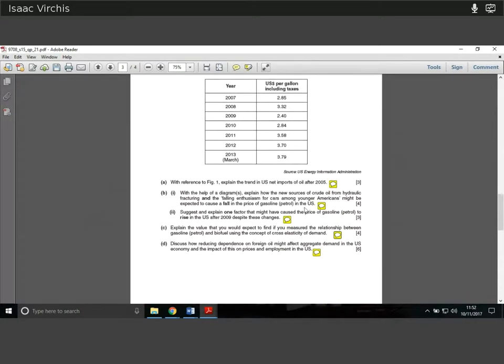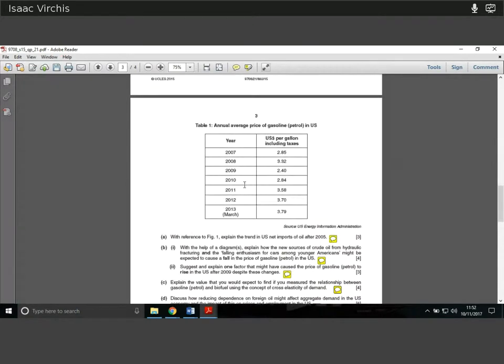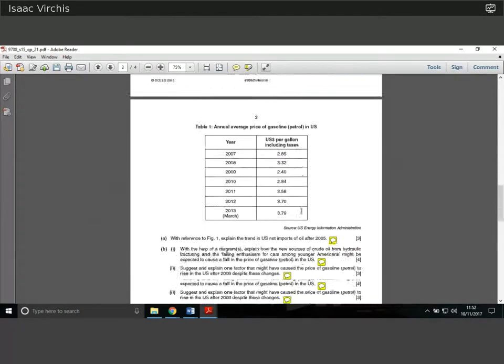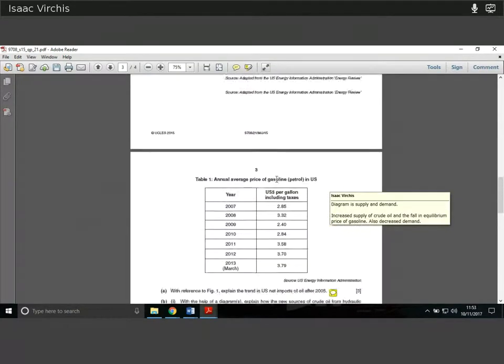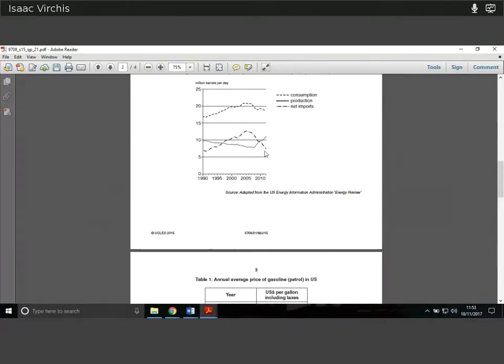Okay, so question one: with reference to figure one, explain the trend in US net imports of oil after 2005. So we've got 2005 here. What's going on with net imports? So net imports are here, and we're going down. So you see a decrease in net imports after 2005.